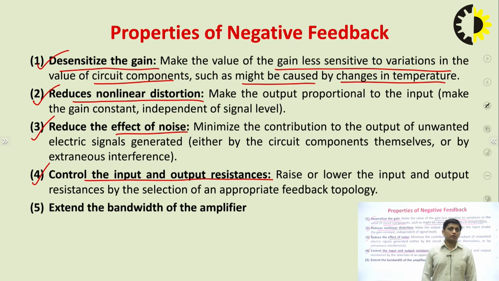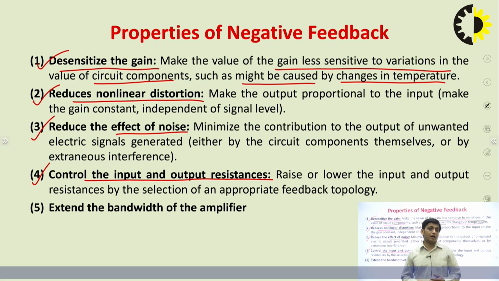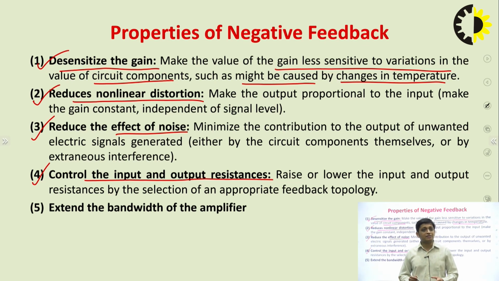Another advantage of negative feedback is that it controls the input and output resistance of the amplifier. That is another good thing. For example, if we are considering a voltage amplifier, for an ideal voltage amplifier the input resistance should be infinite and output resistance should be 0. So we want the input resistance to be high and output resistance to be low for a voltage amplifier. If negative feedback increases the input resistance and decreases the output resistance of the voltage amplifier, then it is good to apply negative feedback in the voltage amplifier. Similarly, there are other amplifiers also, like current amplifiers, transconductance amplifiers, transresistance amplifiers, and by applying negative feedback in these amplifiers, we can control the input and output resistance.